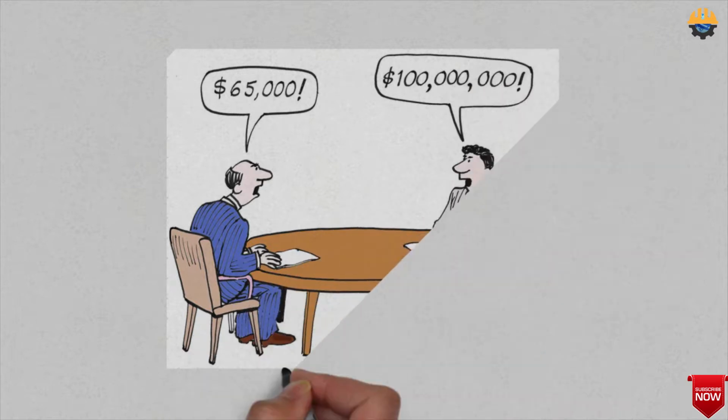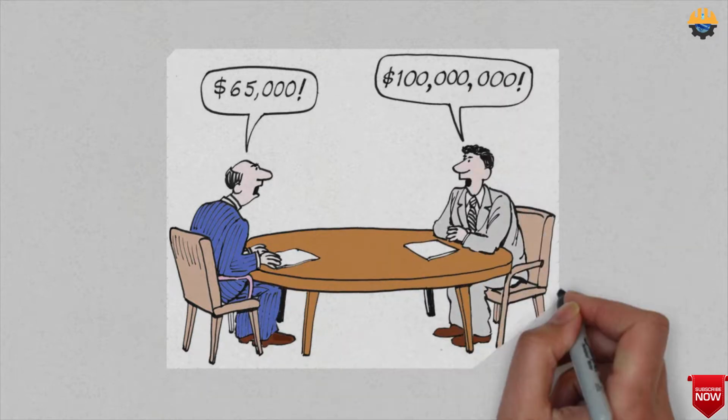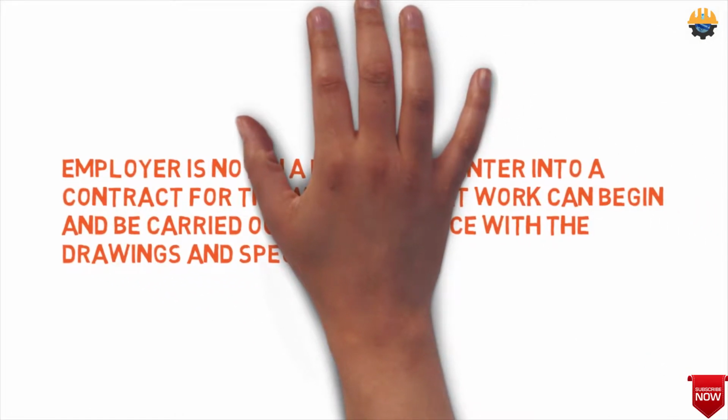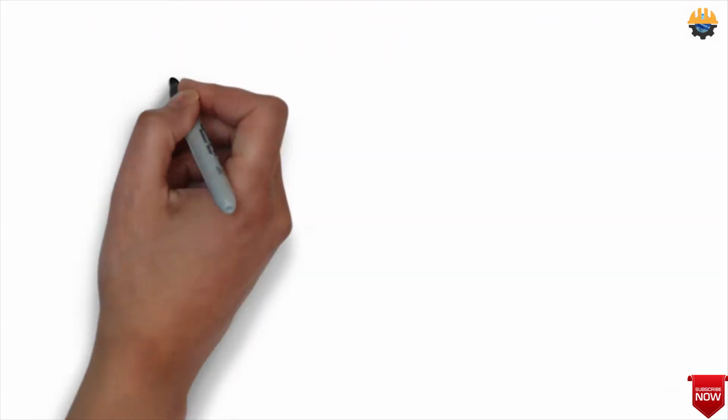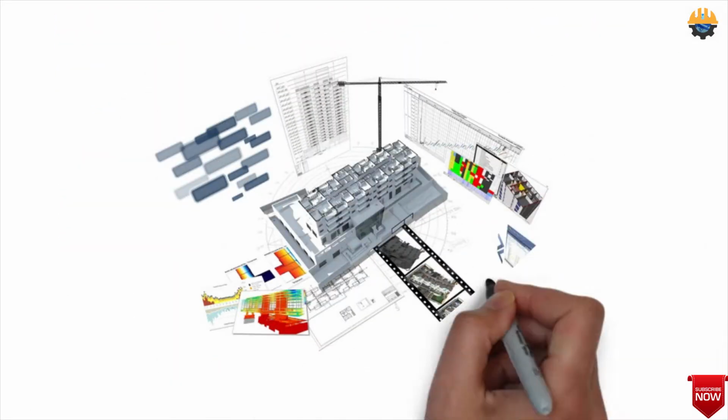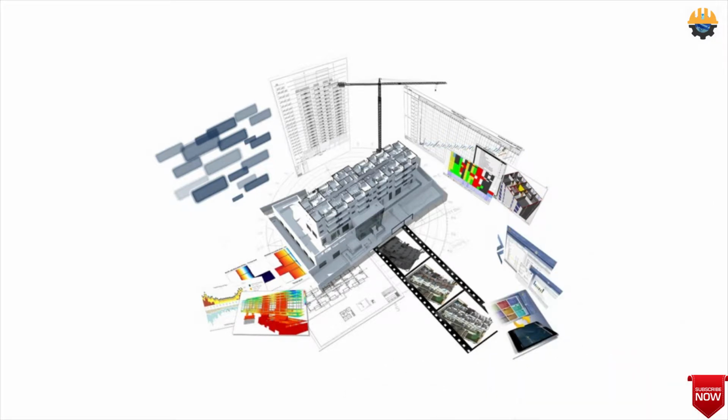So the idea of a letter of intent is straightforward. It tells the contractor that the employer is not in a position to enter into a contract for the work, but that work can begin and be carried out in accordance with the drawings and specification. If the employer has to stop the work, the contractor will be paid for what has been carried out.